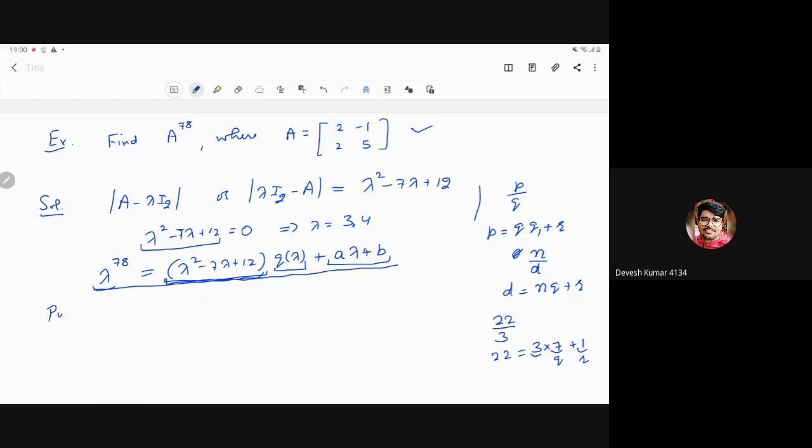Put lambda equal to 3 and lambda equal to 4. First put lambda equal to 3. What do you get on the left hand side? 3 power 78. Here if you put lambda equal to 3, because lambda equal to 3 makes this expression 0, you are left with 3a plus b on the right side. When you put lambda equal to 4, similarly you get 4 power 78 equal to 4a plus b. Correct?